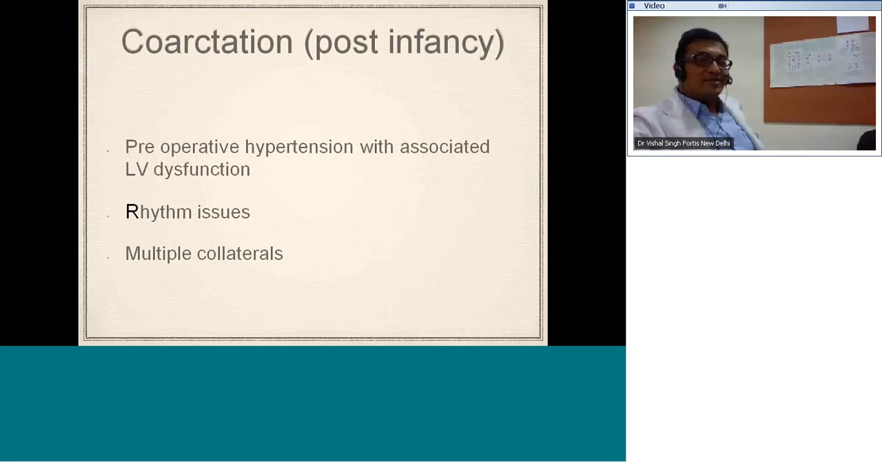In a post-infancy or a late presenter cohort, preoperative hypertension is usually associated, we are all aware of it, with associated LV dysfunction, and can have rhythm issues, especially ventricular arrhythmias. Multiple collaterals can be there, which bypass the obstruction.